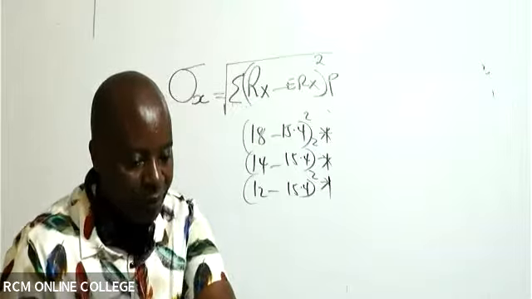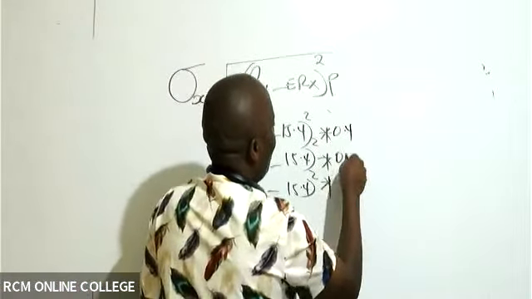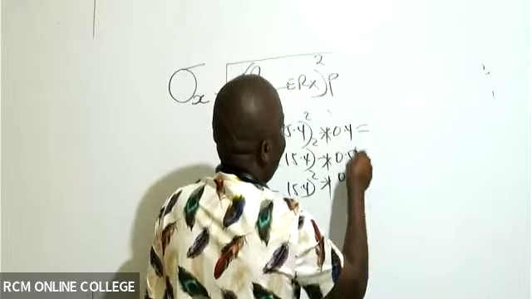Probabilities, we have them. They shall be used constantly. 0.4, 0.5, 0.1.